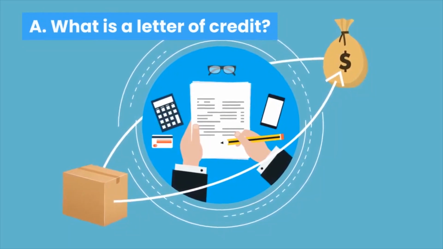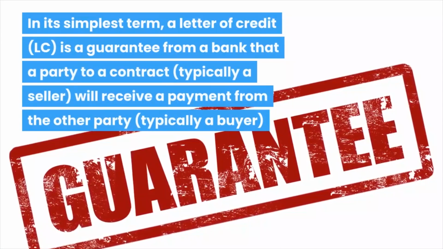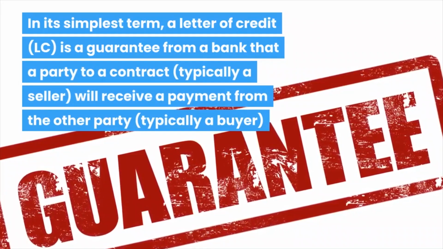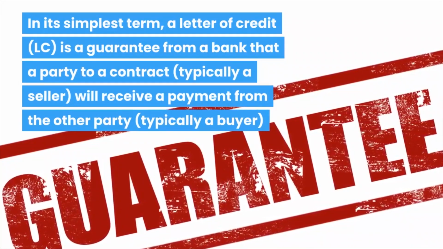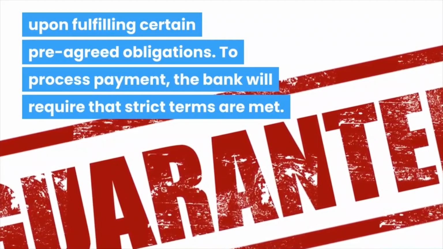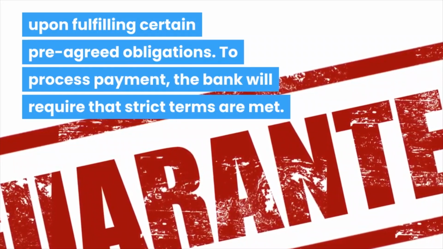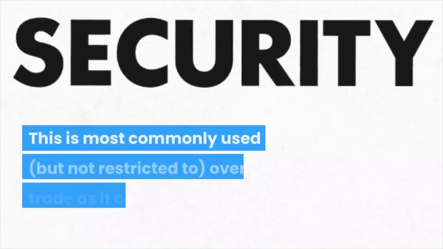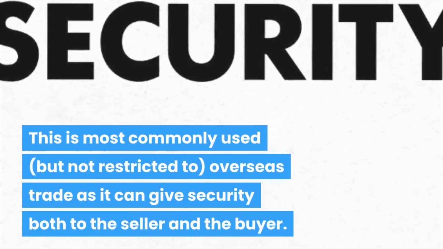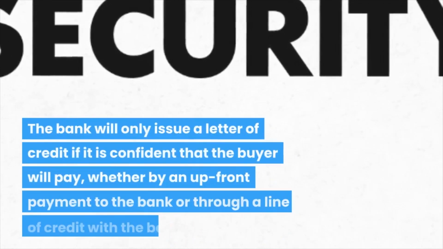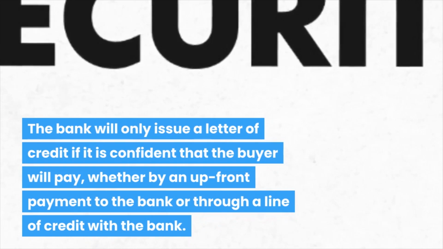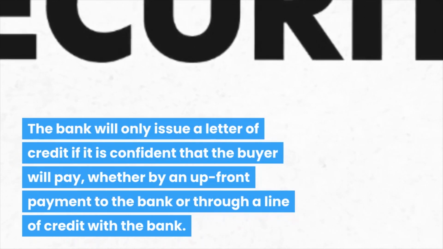A. What is a letter of credit? In its simplest terms, a letter of credit (LC) is a guarantee from a bank that a party to a contract, typically a seller, will receive a payment from the other party, typically a buyer, upon fulfilling certain pre-agreed obligations. To process payment, the bank will require that strict terms are met. This is most commonly used, but not restricted to, overseas trade, as it can give security to both the seller and the buyer. The bank will only issue a letter of credit if it is confident that the buyer will pay, whether by an upfront payment to the bank or through a line of credit with the bank.